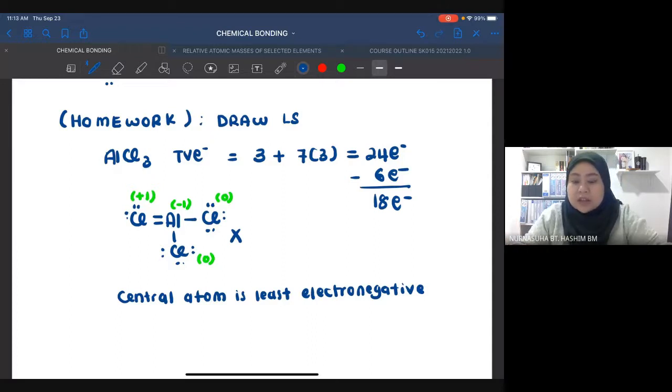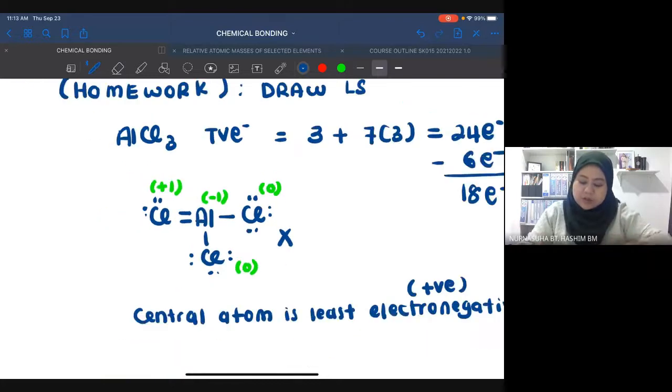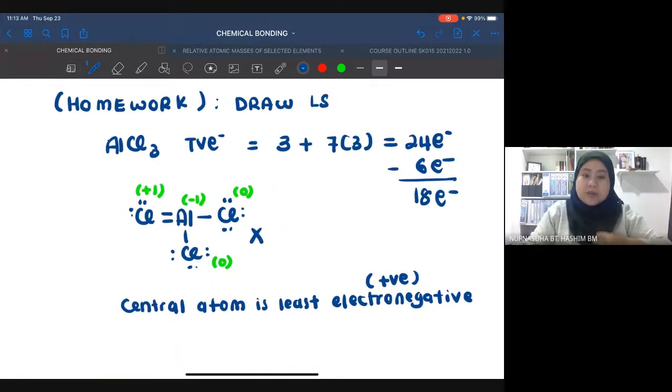Okay, kita tahu central atom adalah atom yang least electronegative. Maksudnya, dia prefer positive charge. So, kat sini, your central atom now is negative charge. So, maksudnya this atom is not stable. Okay, this structure is not stable. So, that's why kita tak boleh guna structure ini.